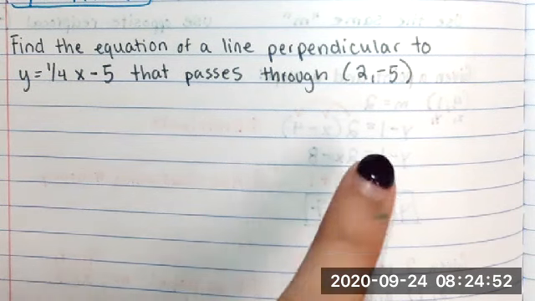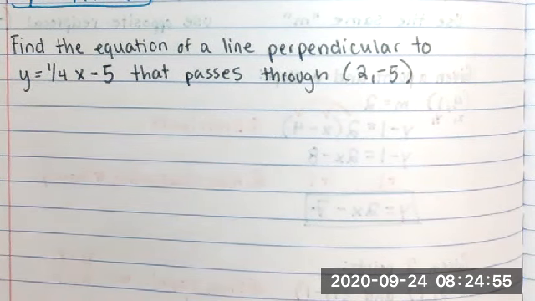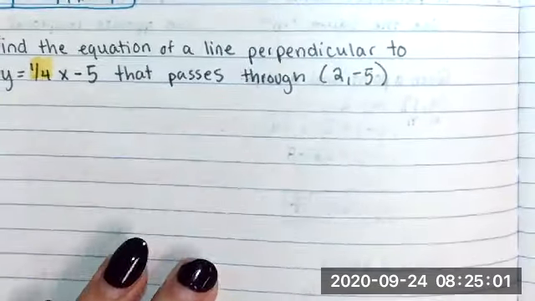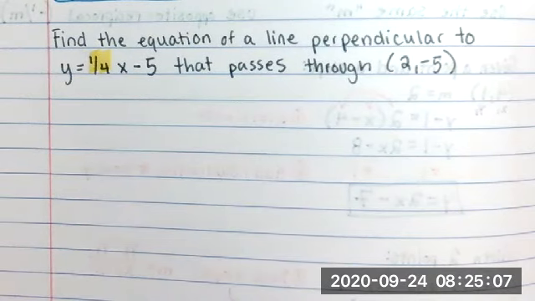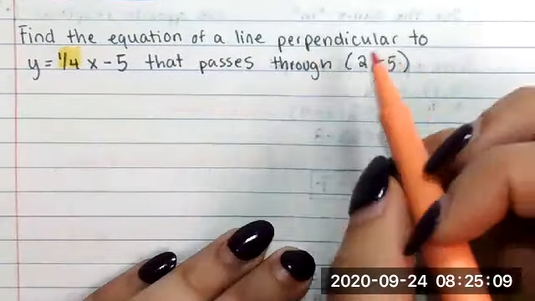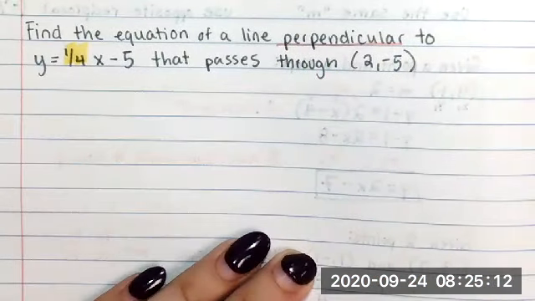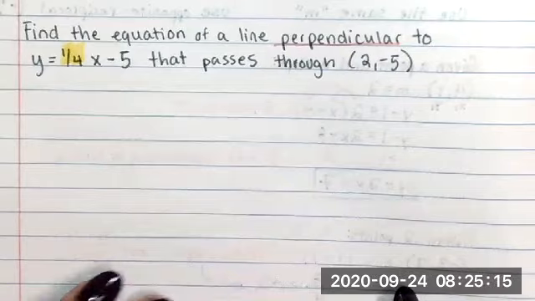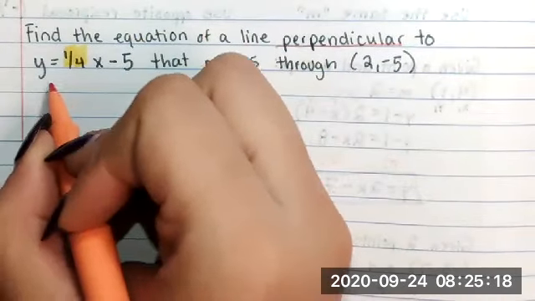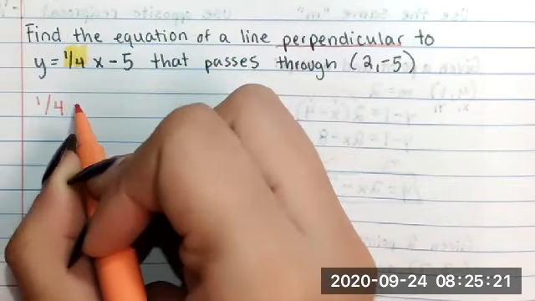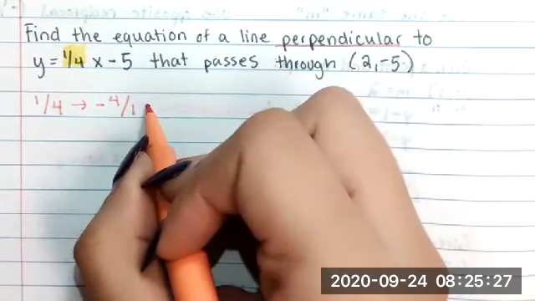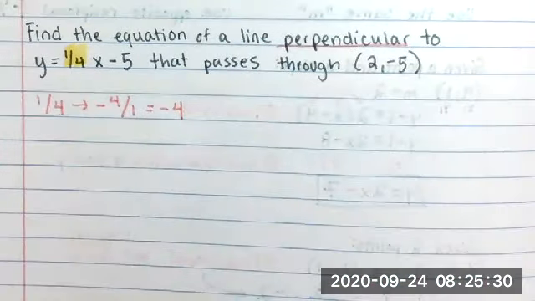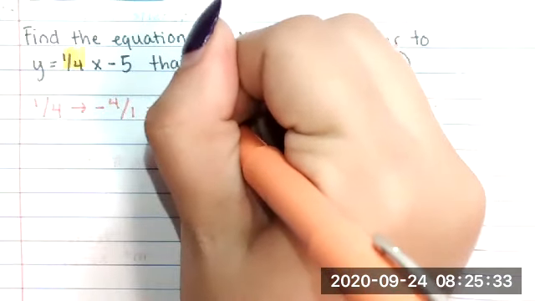So again, we have a point and we technically have a slope from our equation. However, the important thing to remember here is we're finding the equation of a line perpendicular. That means we're not going to use the same slope. We're going to use the opposite reciprocal. So if the original slope is 1/4, we need to use negative 4/1, which is the same as negative 4. And that will be our slope for this equation.